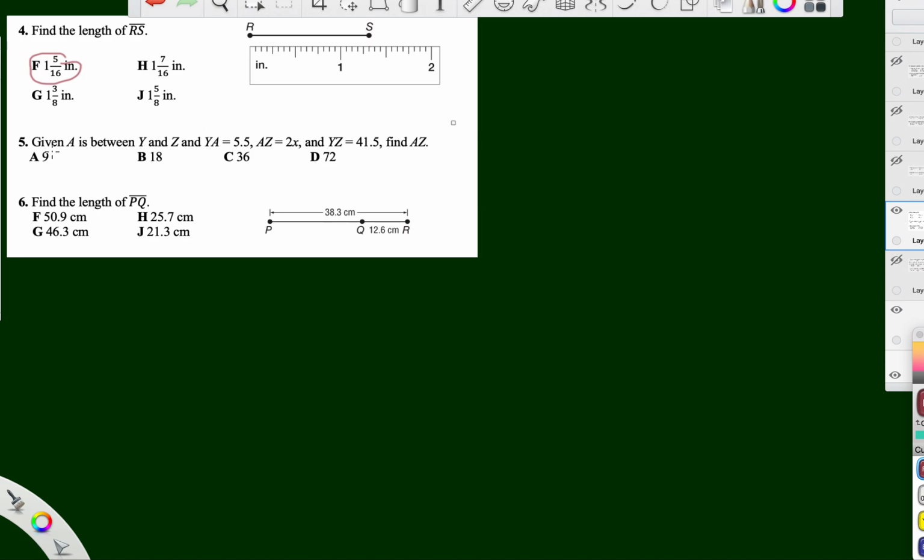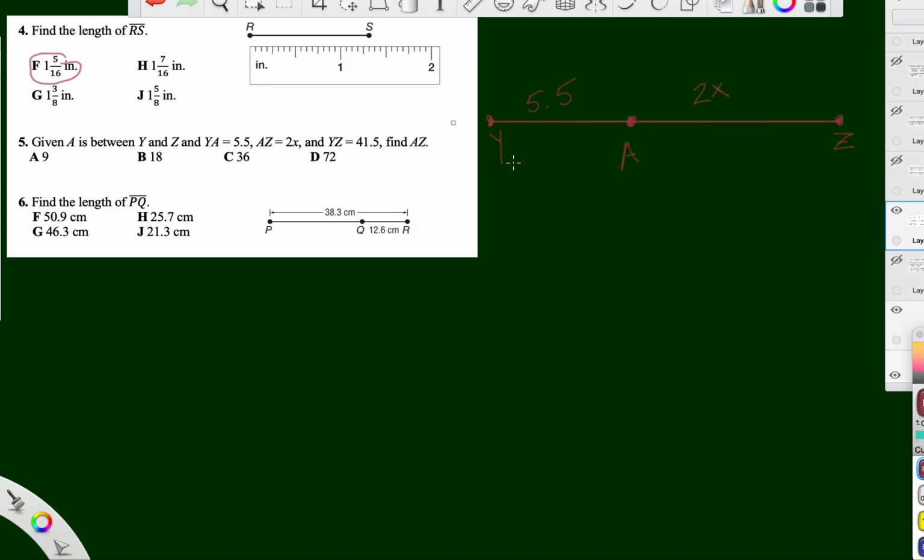Really pretty easy. And then the next one, we actually have to draw the figure. Okay, so here we go. I'm going to draw a line. Here's a line. And then I'm going to start naming these points, okay? Given that A is somewhere in between Y and Z, all right, so we have Y and we have A in between Y and Z, and it says that YA is 5.5. It doesn't give you any units. You don't have to worry about units on this one, and it says that AZ is equal to 2x.